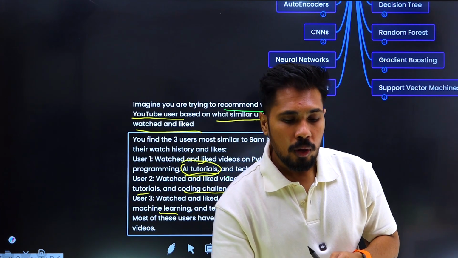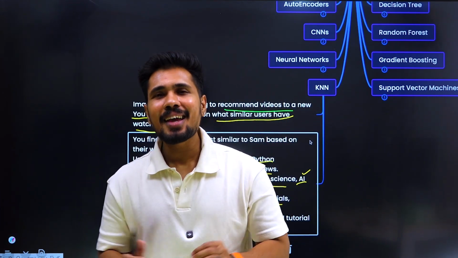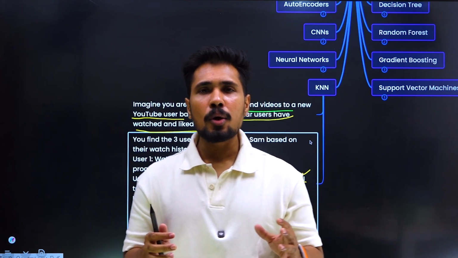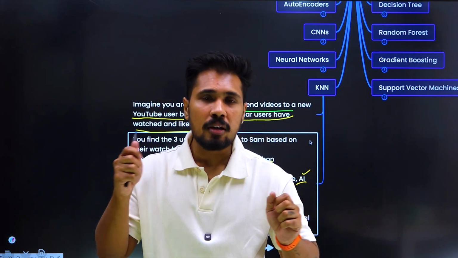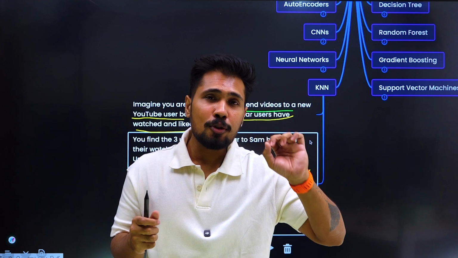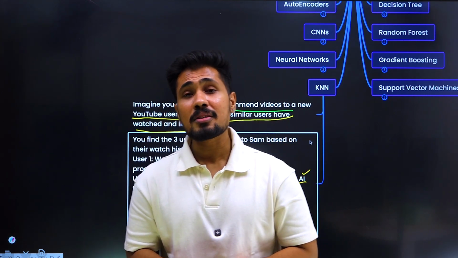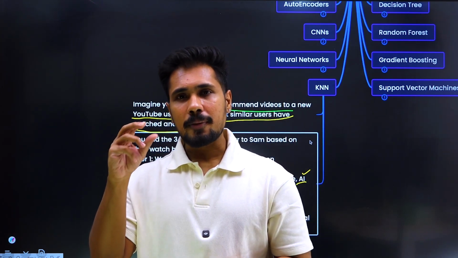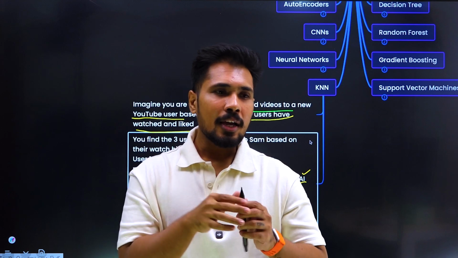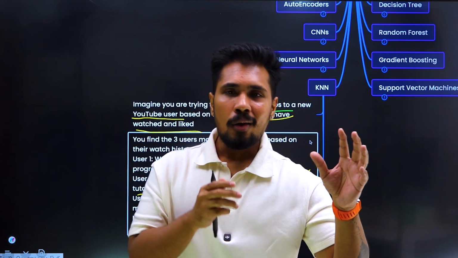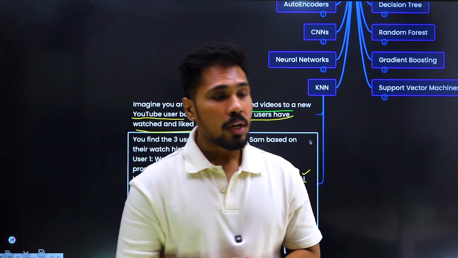So now what are we calling it? Your KNN algorithm is trying to make recommendations, or trying to make a classification based on similarity. So it is not learning anything. Based on just a similarity, it is trying to classify one over another. So we call it what?